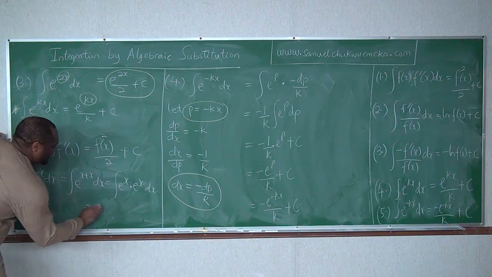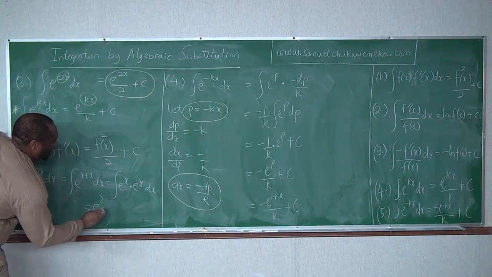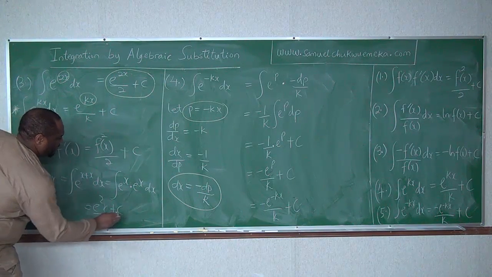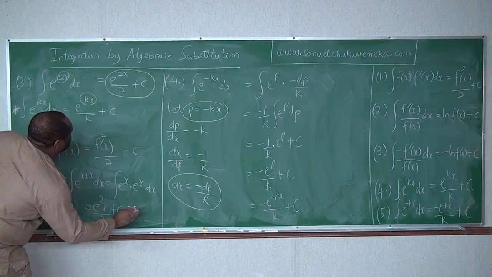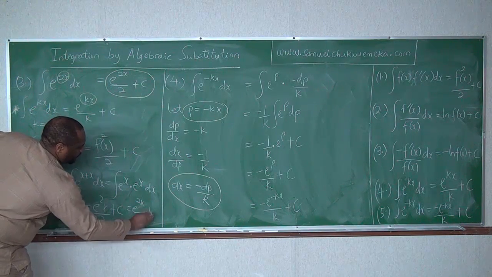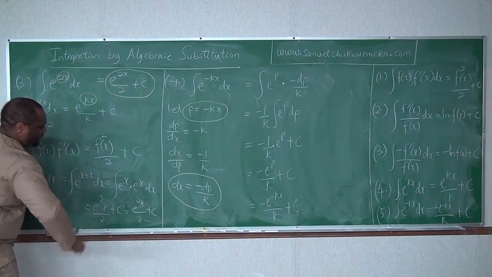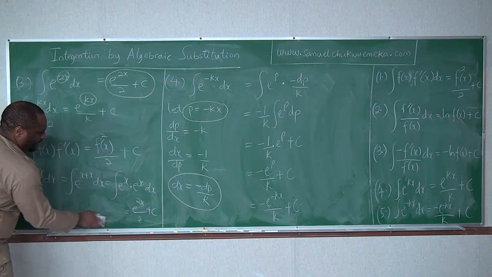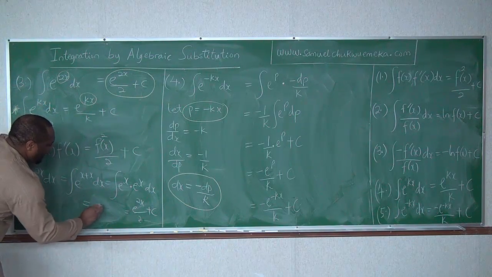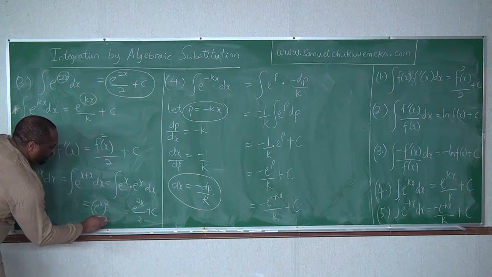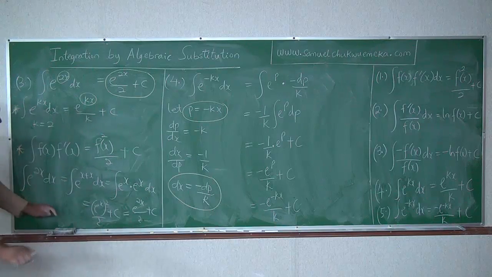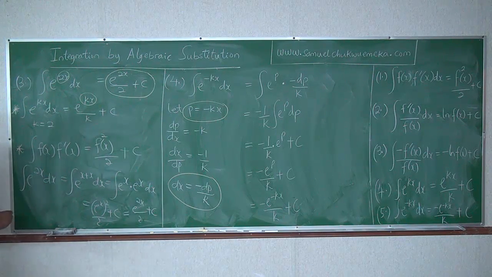So this is e to the x all squared over 2 plus c, which is still e to the 2x over 2 plus c. The same thing. Not e squared x, I'm sorry, because this is e to the x all squared over 2 plus c. Because f of x in this case is e to the x.